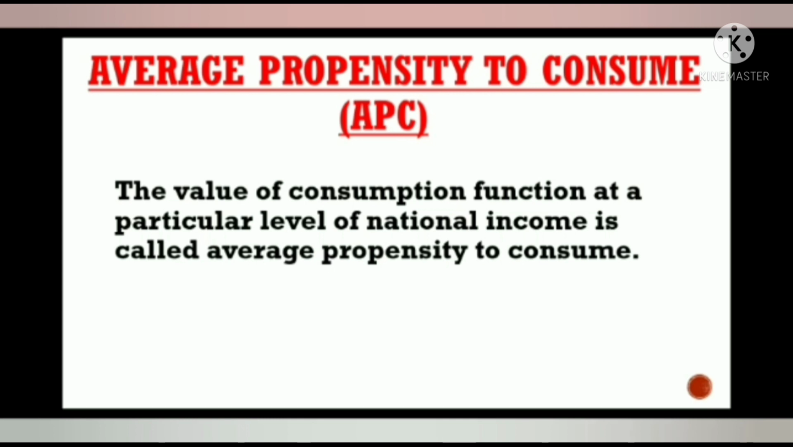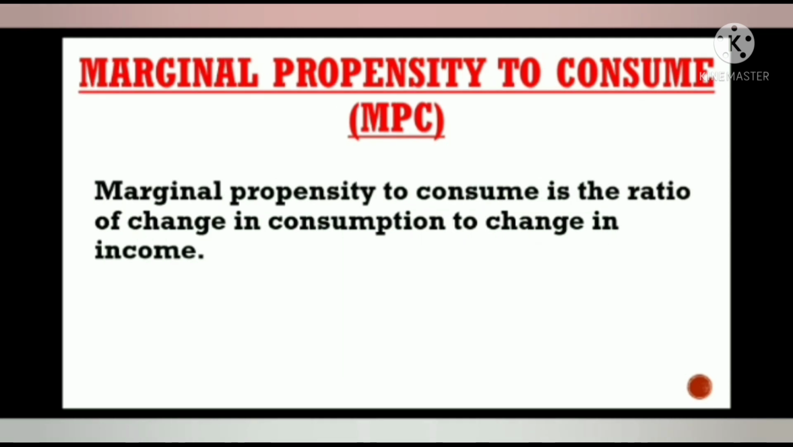So next is marginal propensity to consume, that is MPC. Marginal propensity to consume refers to the ratio of change in consumption expenditure to change in income. Thus, MPC equals change in consumption by change in income. Some of the points are: the value of marginal propensity to consume varies between 0 and 1. Marginal propensity to consume is the slope of the consumption curve and remains constant throughout in the short run. The value of APC is greater than MPC.